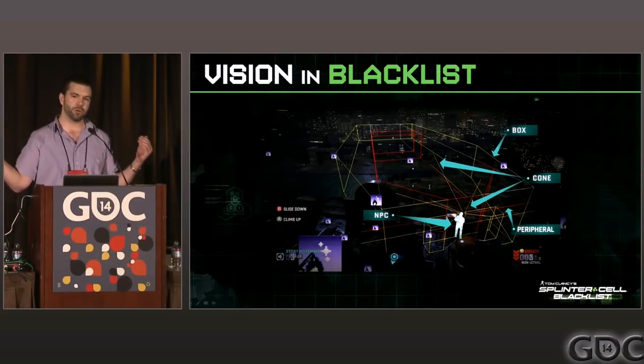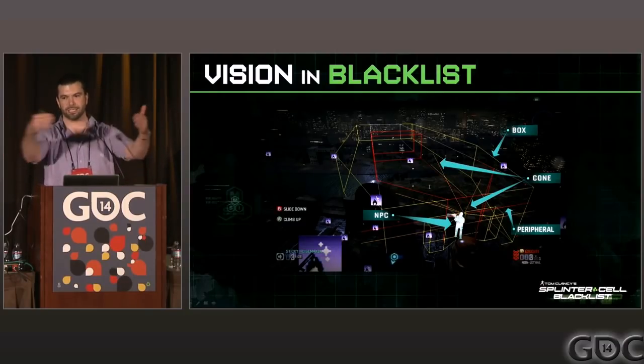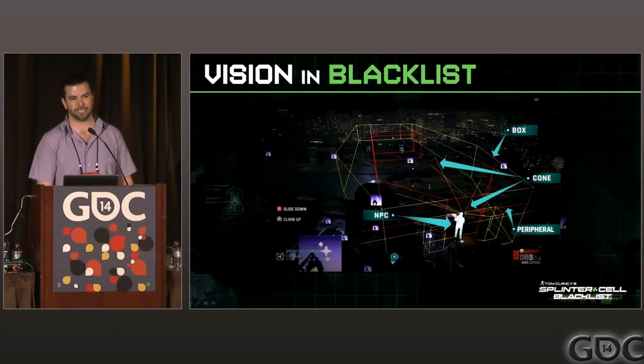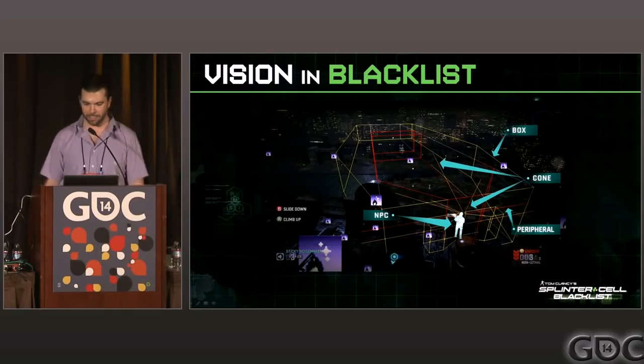What's interesting to note about these boxes is that, as opposed to a cone that expands at a distance, they actually shrink at a distance, which models the fact that you'll still tend to notice things that are directly in front of you, even at a distance, but not necessarily the things that are off to the side. And these are also nested, and here we're displaying the outermost.